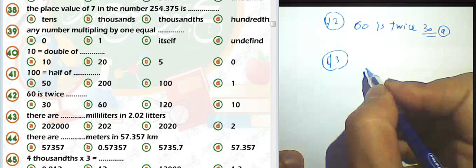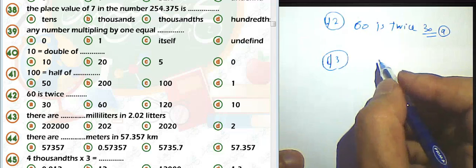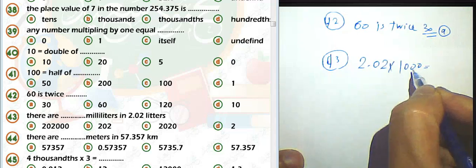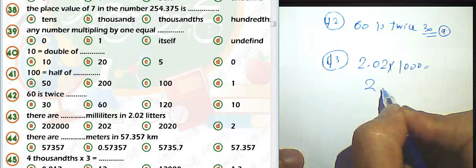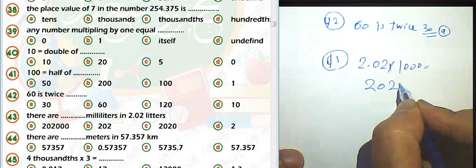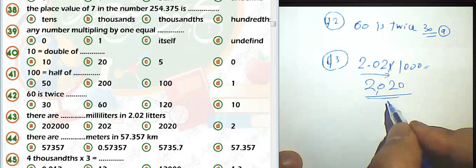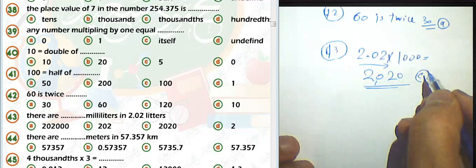Question 43. There are space milliliters in 2.02 liters. We must multiply by 1,000 to convert from liter to milliliter. The result will be 2020. Move the point to the right by 3 digits. We must choose letter C about question 43.